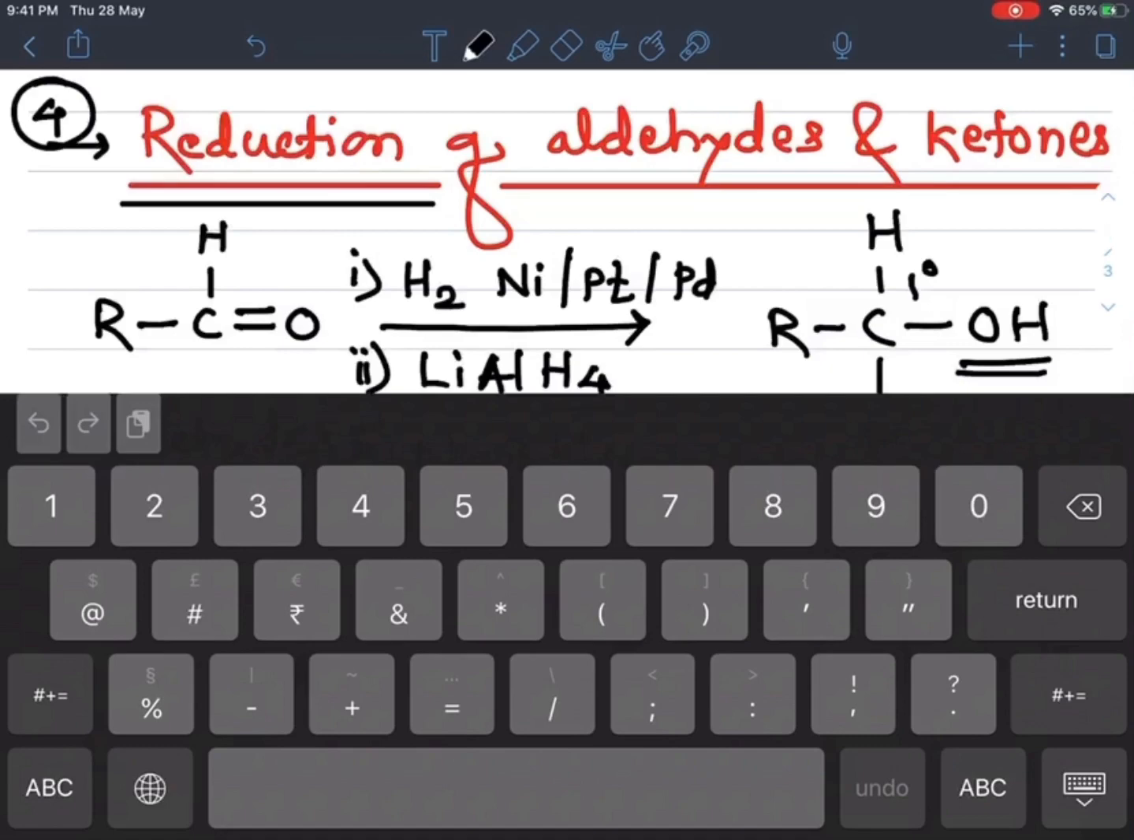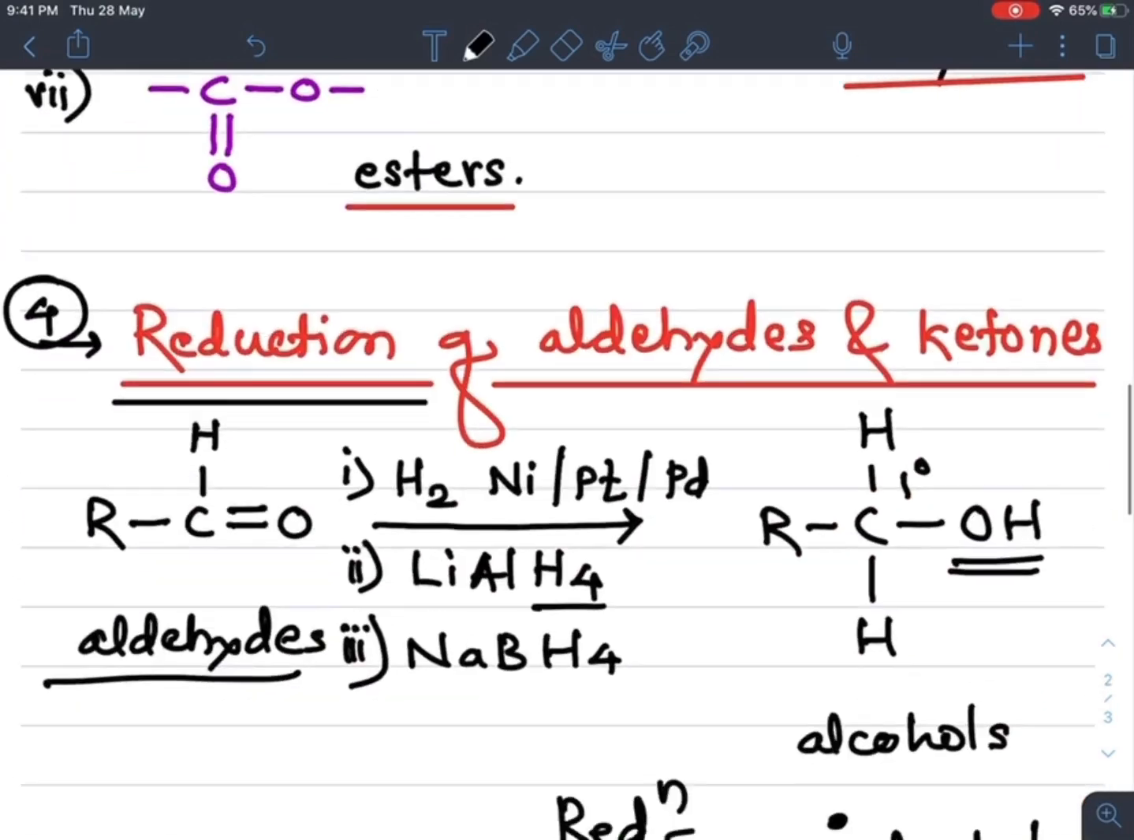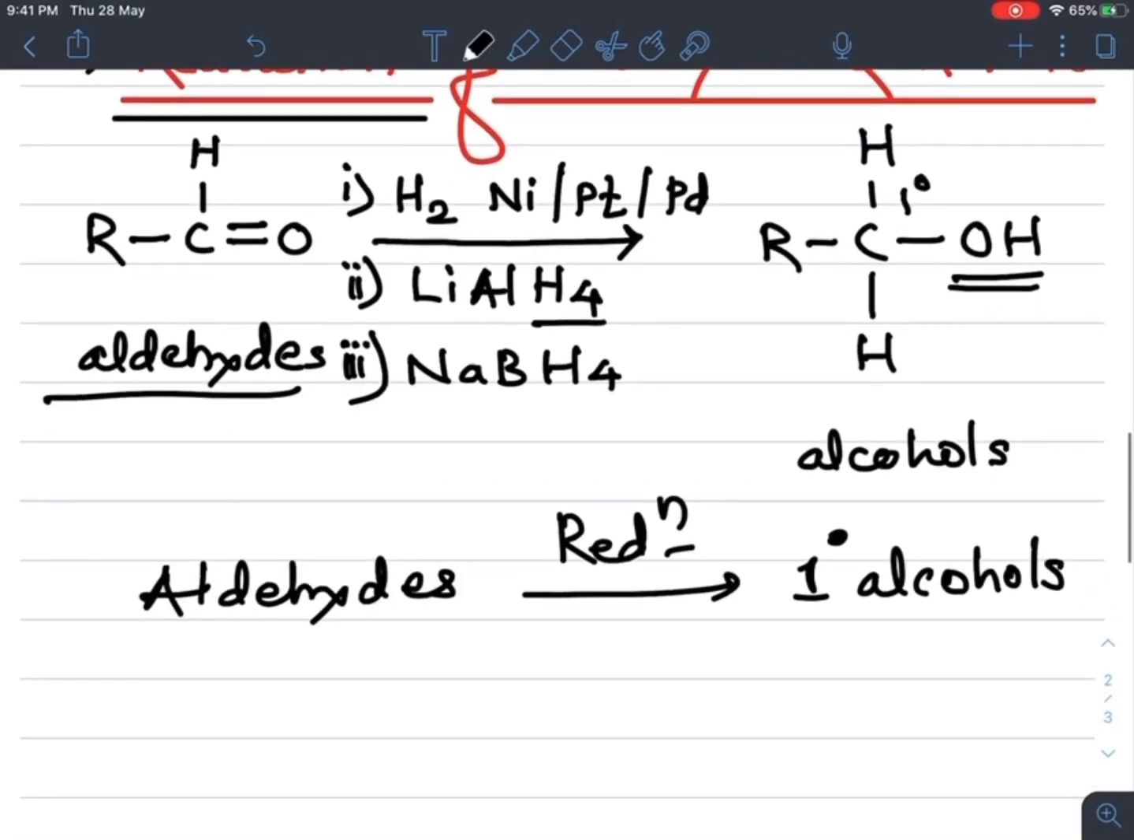How does this take place? Let's see. The addition of hydrogen takes place by using any of these catalysts, that is hydrogen gas is used, then finely divided nickel powder is used, or platinum or palladium catalysts are used. This catalyst you have studied in alkenes, that is the hydrocarbon part. Next, lithium aluminum hydride and sodium borohydride. These are three reducing agents which are used for the reduction of aldehydes.